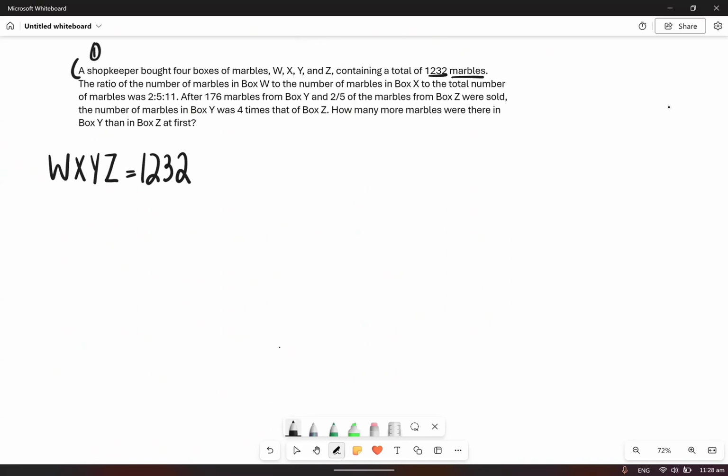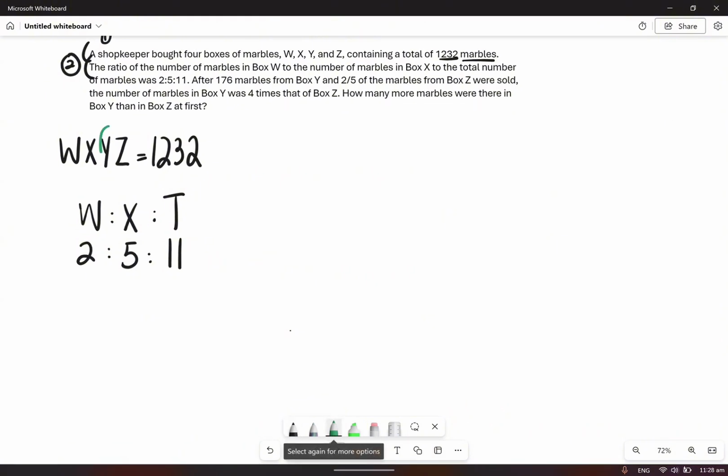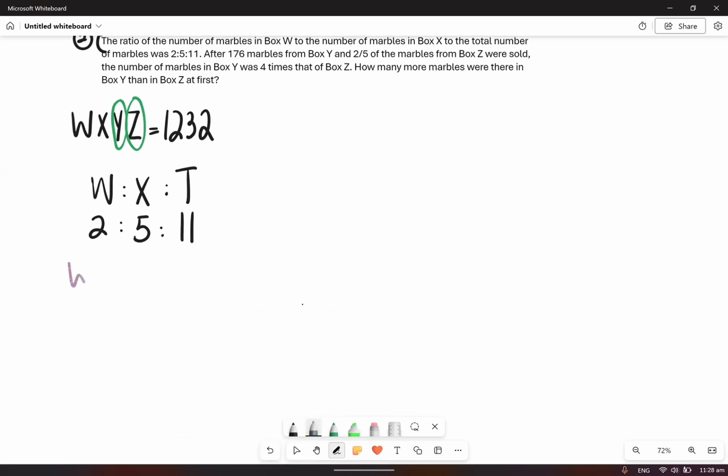Now, what did they say in sentence number 2? It says that the ratio of the number of marbles in box W to X to the total is actually 2:5:11. Now, I don't quite like this because we did not include Y and Z. So Y and Z are like, hey, what happened to us? So let's break it up.